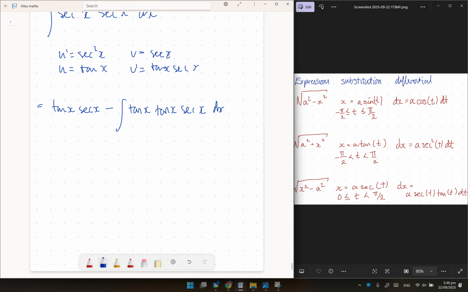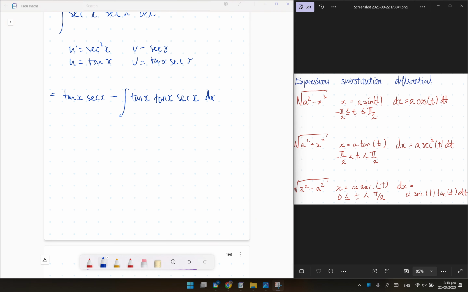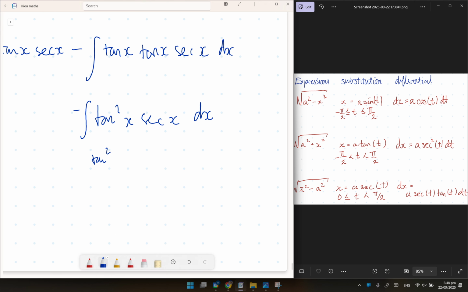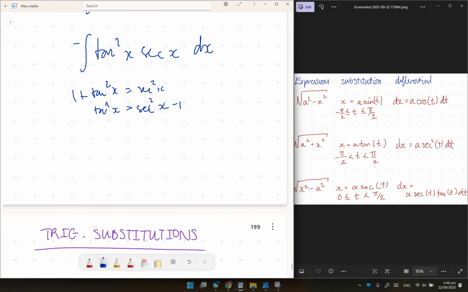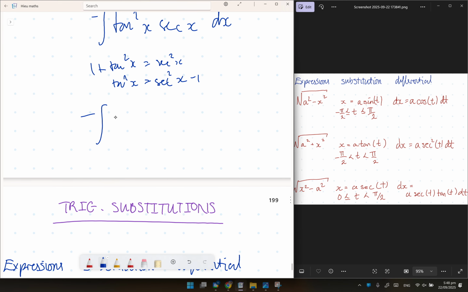So here, we're going to have to do by parts again. Here we have tan squared, right? Let's rewrite this: tan squared x sec x. We can use the transformation 1 plus tan squared x equals sec squared x. Therefore, tan squared x equals sec squared x minus 1. So this is also equal to the integration of sec squared x minus 1 multiplied by sec x.